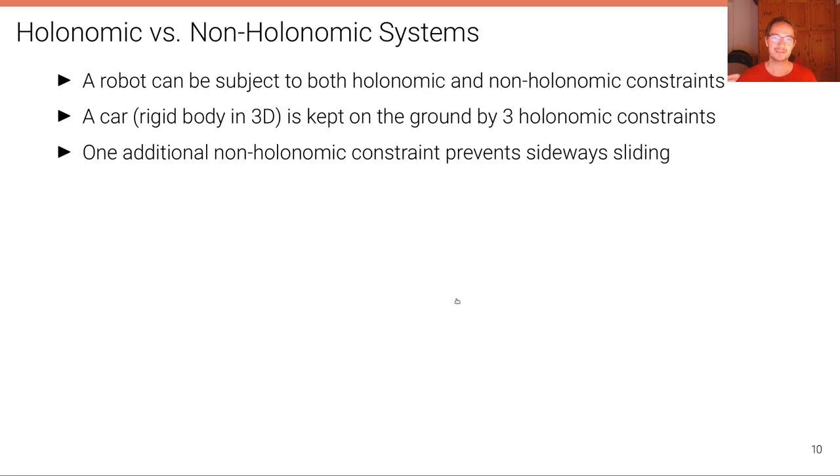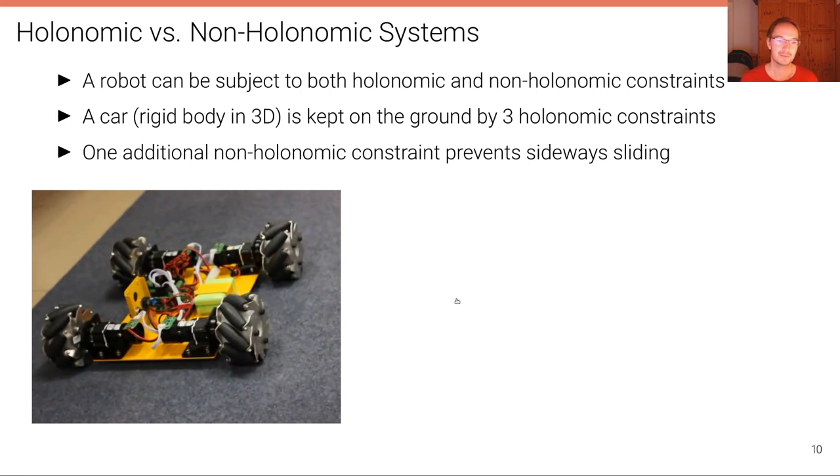So we have constrained that through 3 holonomic constraints, but then we can add 1 additional non-holonomic constraint to prevent sideways sliding and to make sure the model that we build of this vehicle moves like a real vehicle would do and is constrained as a real vehicle would be constrained.